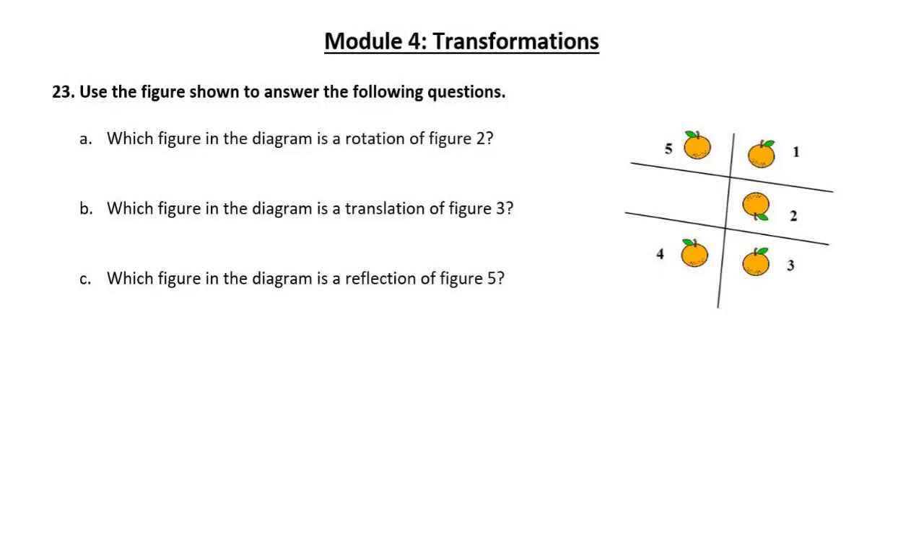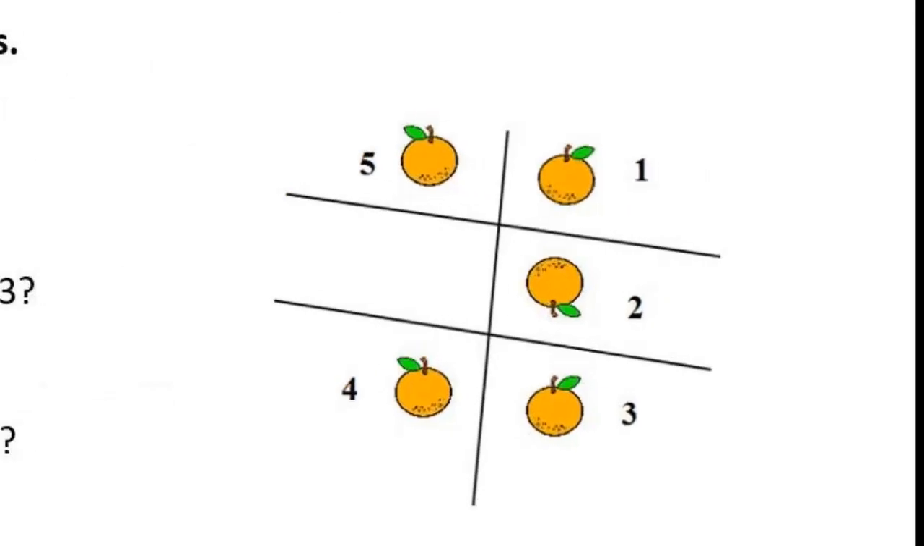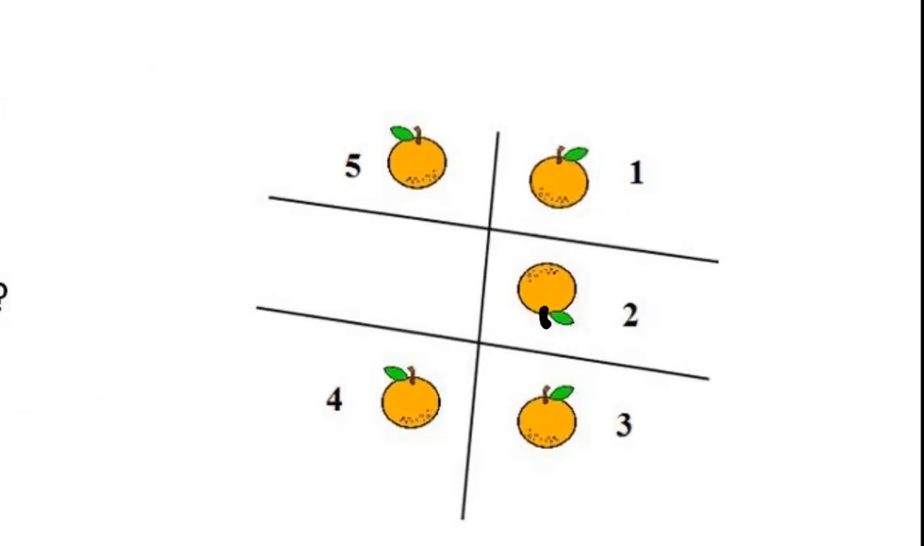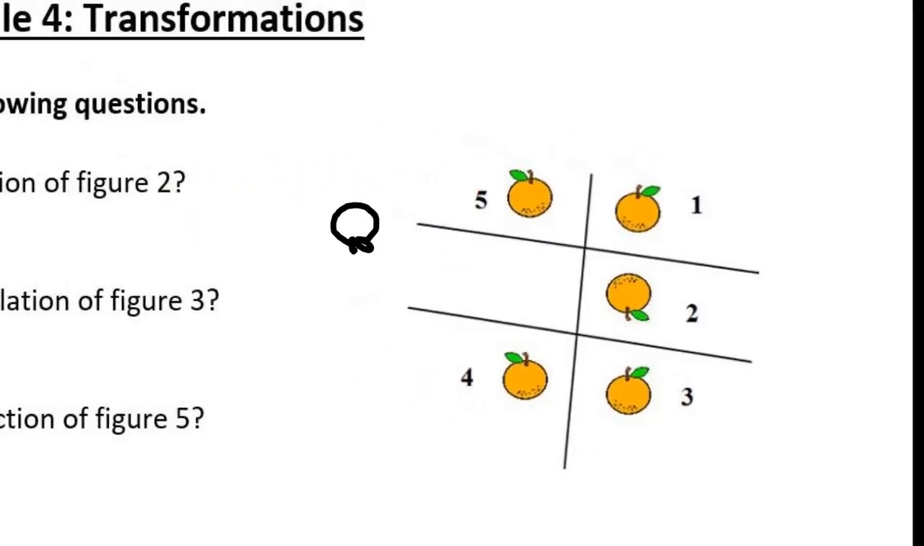Which figure in the diagram is a rotation of figure 2? So let's look at figure 2. Stem is pointing down. Leaf is right here. There we go. So a rotation of that particular shape would have to look either like this, or like this. Are there any of those oranges that look like one of those 3 pieces when I rotated it?